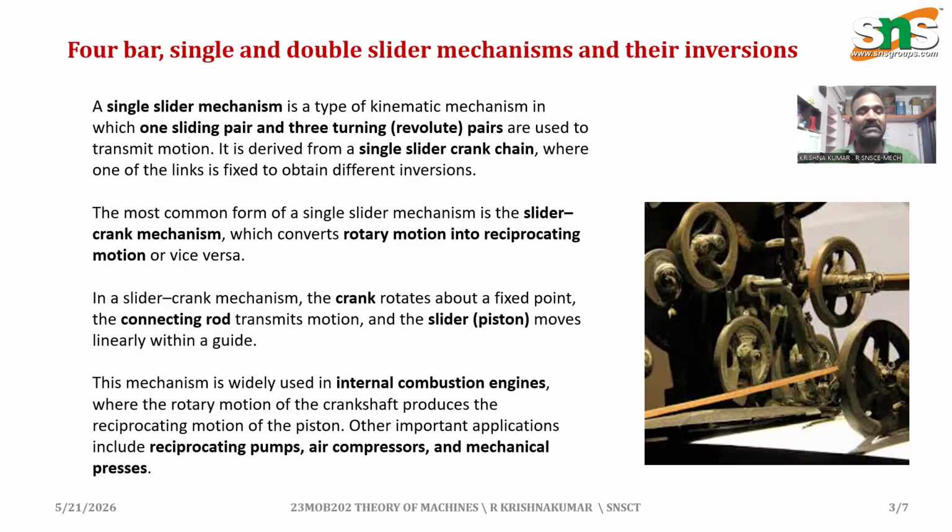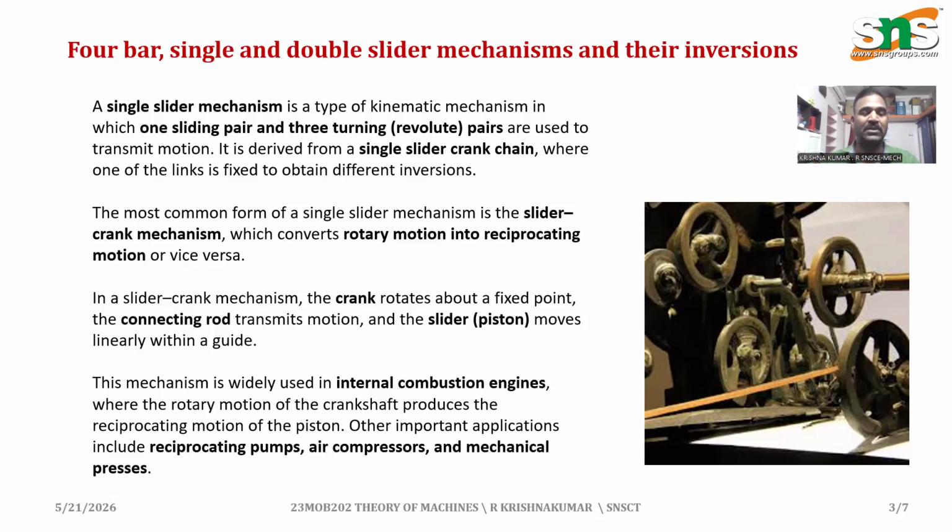Several practical inversions are obtained from this mechanism by fixing different links. One of the important inversions is the beam engine mechanism, where the crank rotates and the connecting rod causes the beam to oscillate. Another inversion is the coupling rod of locomotive, where the wheels are connected by coupling rods to ensure simultaneous rotation. The Watt mechanism is another application used for generating approximate straight line motion.